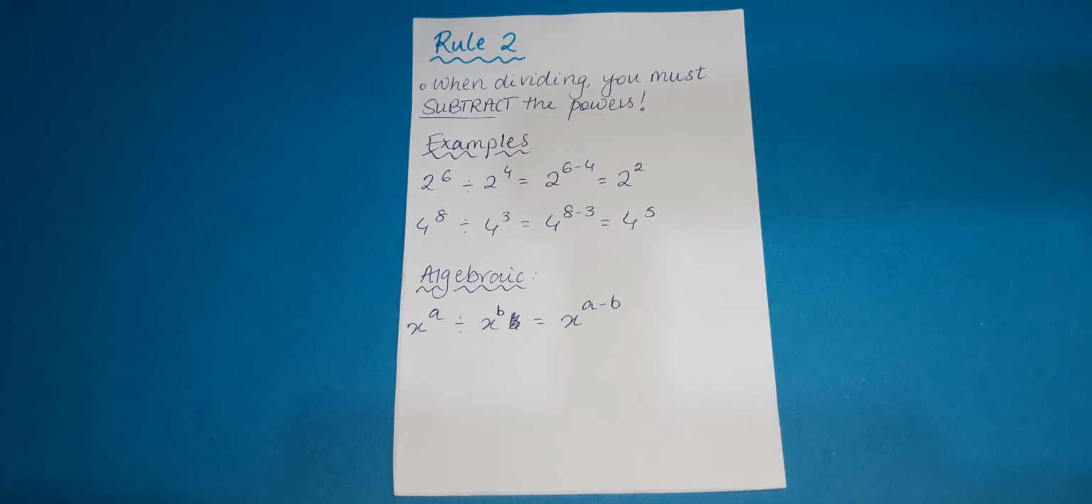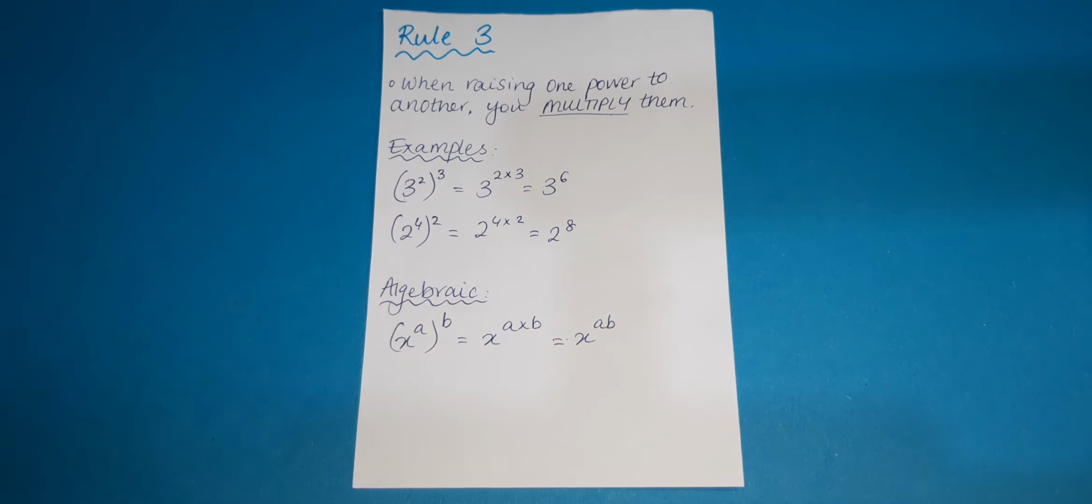And in algebraic terms, we would write x to the power of a, divided by x to the power of b, is equal to x to the power of a minus b. So we're subtracting here.